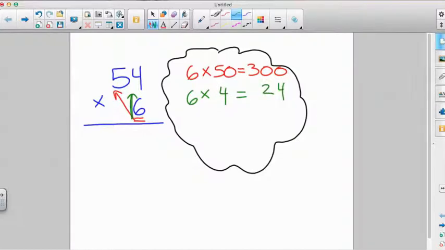And it's really important that over here we line up our digits correctly in the correct place value so that we can add up our partial products. So 0 plus 4 is 4, 0 plus 2 is 2, and 3 plus 0 is 3. So our final product is 324. 324 would be our answer.